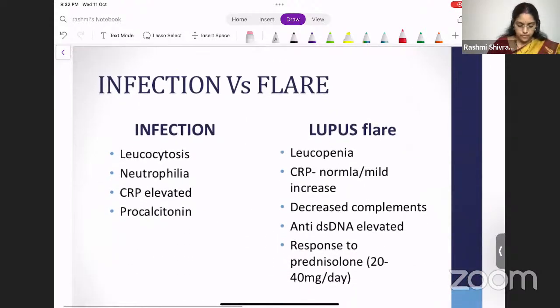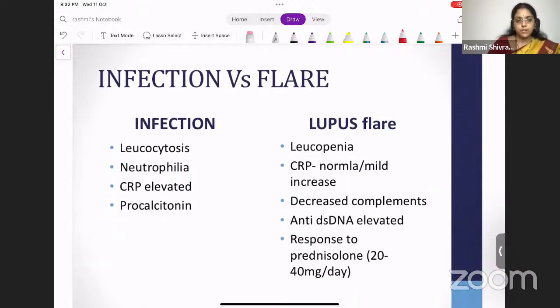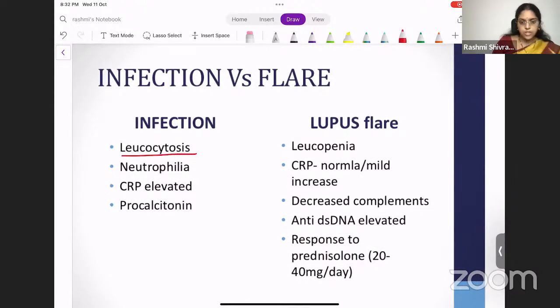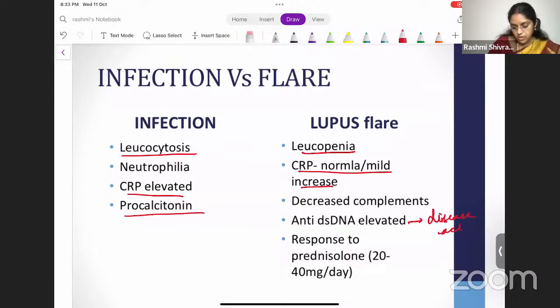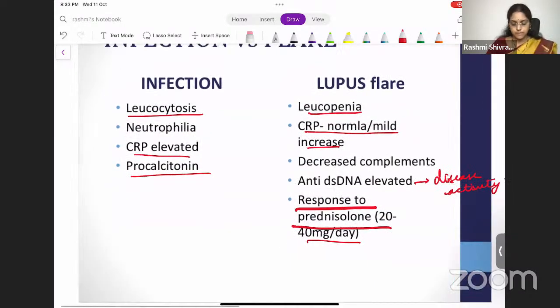So how do you differentiate between an infection and a flare? I told you one point already: there will be leukocytosis in infection, whereas there will be leukopenia in a lupus flare. CRP will be elevated in infection; I told you CRP will be normal, or show a mild increase or a decrease, in a lupus flare. In infection, factors like procalcitonin will be increased, whereas dsDNA will be increased in a flare, which actually shows the disease activity. A lupus flare will show a response to prednisolone. But if you give prednisolone to a patient with infection, the infection will flare up and the patient will become very, very sick. So this is the difference between an infection and a lupus flare.